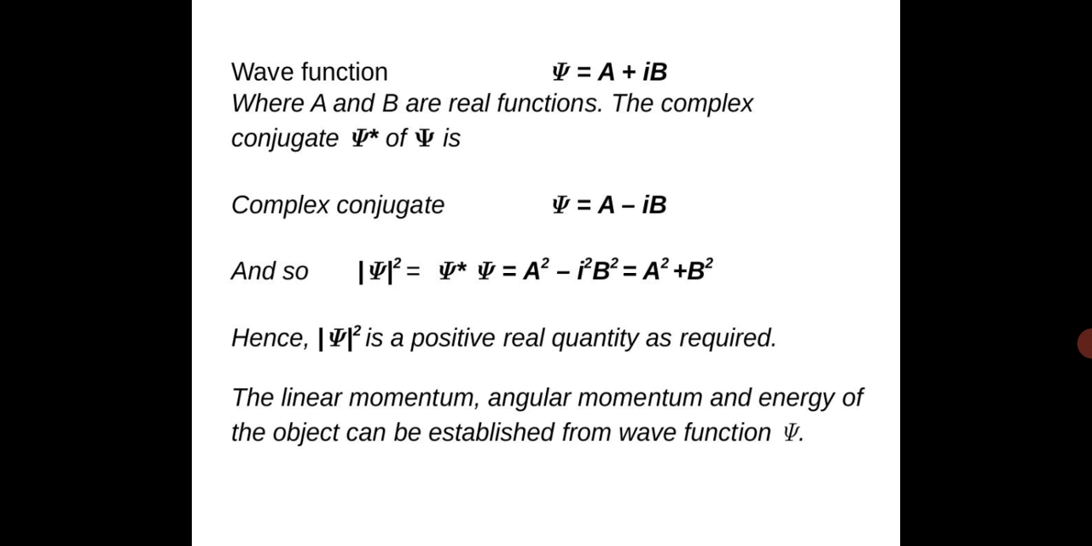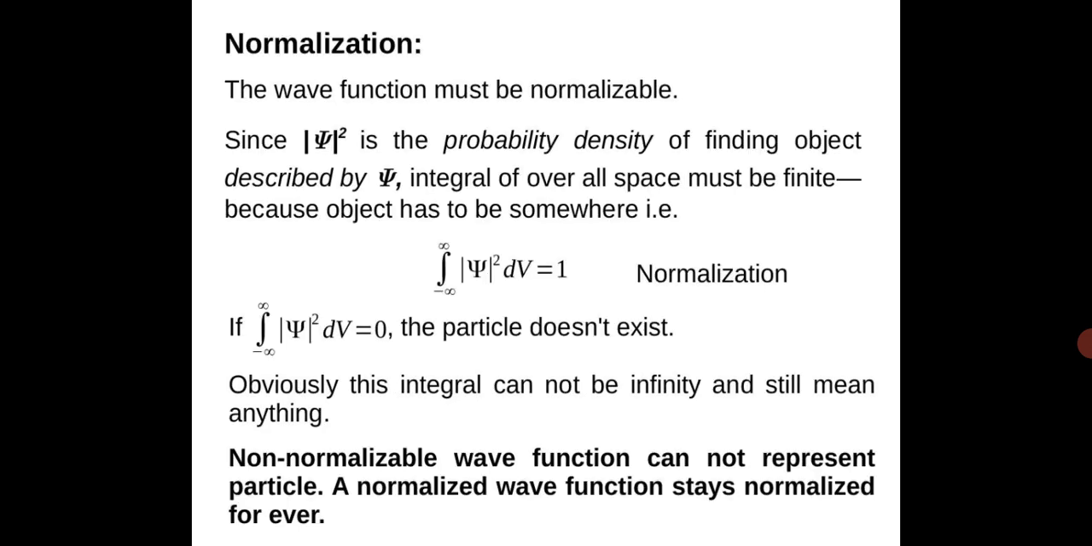As we know, wave function psi is a complex quantity. So it is equal to A plus iB. So its complex conjugate will be A minus iB. So psi star is equal to A minus iB. And the mod square of psi is equal to psi into psi star, is equal to A square minus i square B square, which is equal to A square plus B square, which is always a positive and real quantity, as is required. And it gives the probability of finding that particle over that space and at that point of time. So now there is normalization.